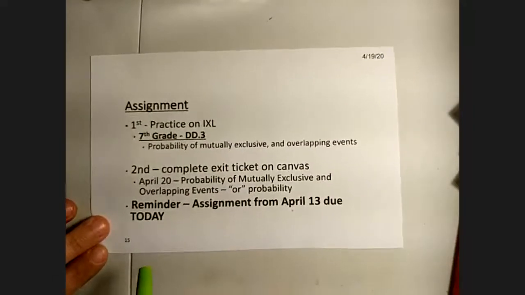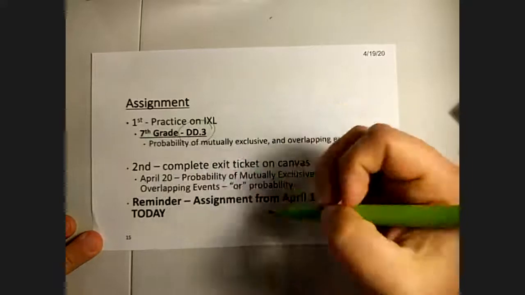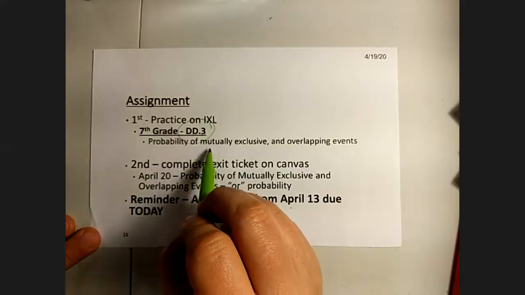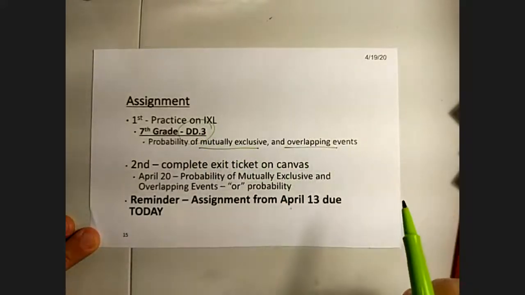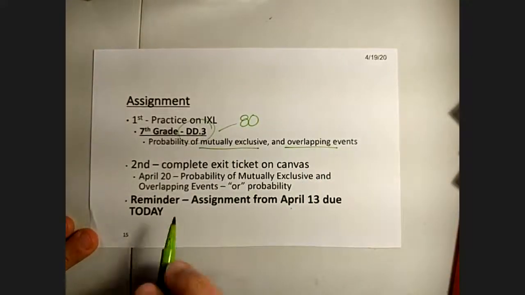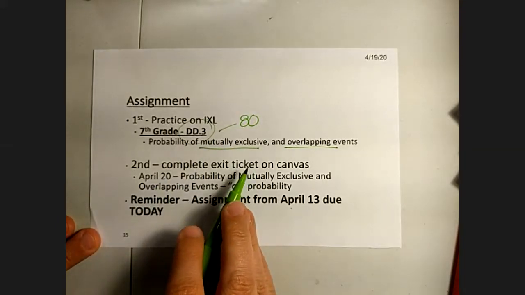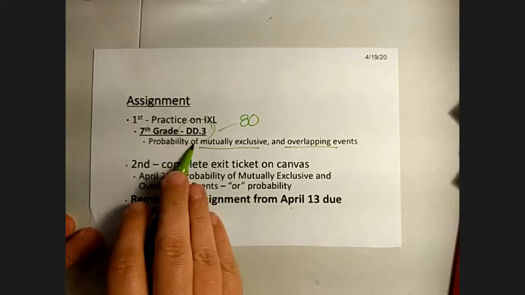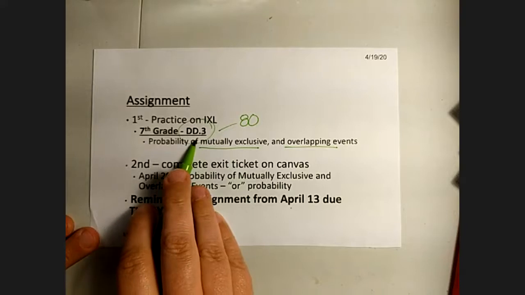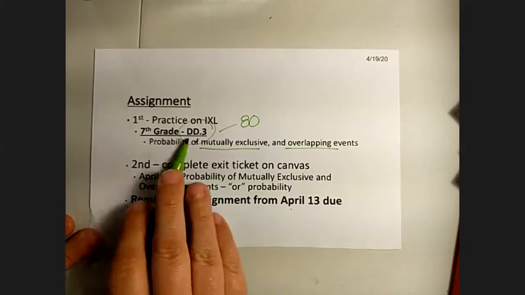So your work today, there's a couple different things I want you to do. The first thing I want you to do is, on 7th grade IXL, practice DD3. It should be questions like what we've done today, questions like the mutually exclusive probability and the overlapping events that we've been working on. After you've gotten up to about 80, then I want you to go back to Canvas and do the exit ticket that's linked in the Canvas post. Only do this exit ticket after you've done some practice. If you're getting a bunch wrong, it doesn't make any sense to go do the exit ticket and get them all wrong there. Try to get up to 80.